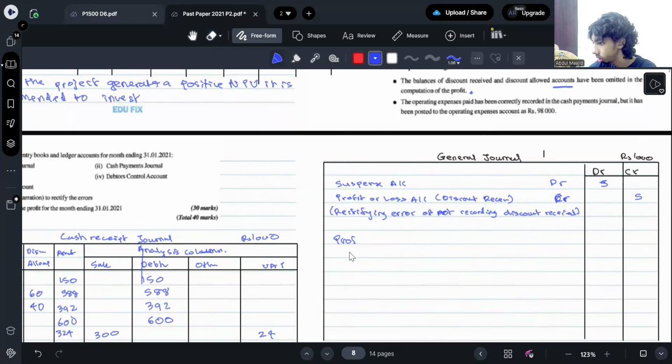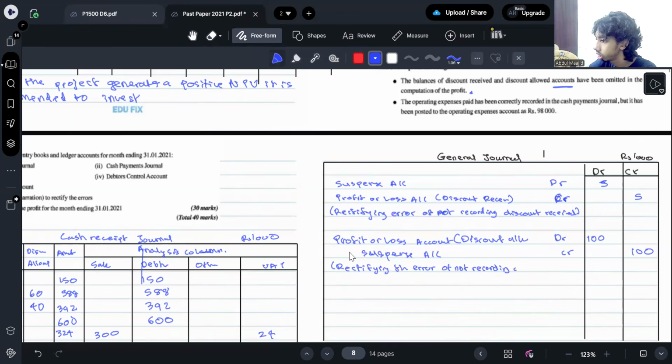So you have to correct it in the P&L. So profit or loss account debit 100. You can say discount allowed. Suspense account will be credited by 100. Rectifying the error of not recording discount allowed. Not recording discount allowed.